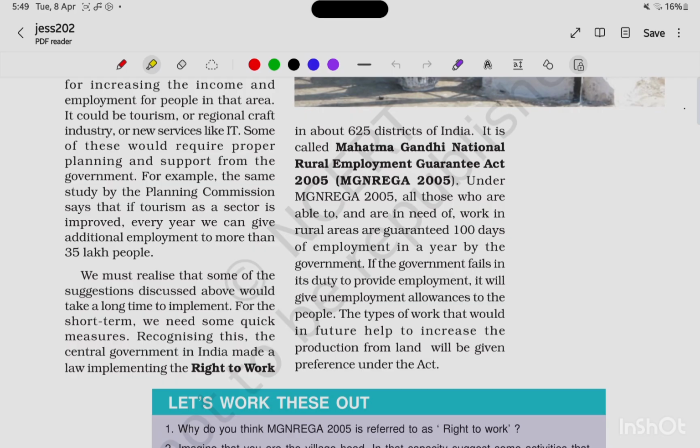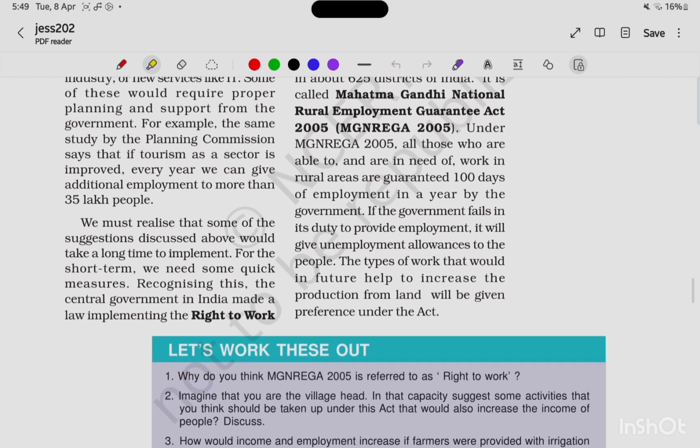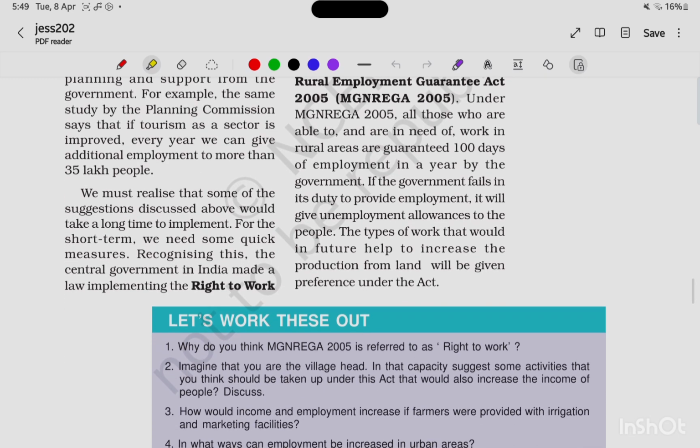It could be tourism or a regional craft industry or new services like IT. Some of these would require proper planning and support from the government. For example, the same study by the Planning Commission says that if tourism as a sector is improved every year, we can give additional employment to more than 35 lakh people.